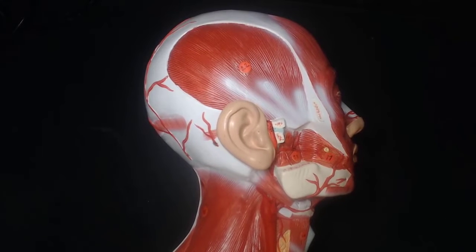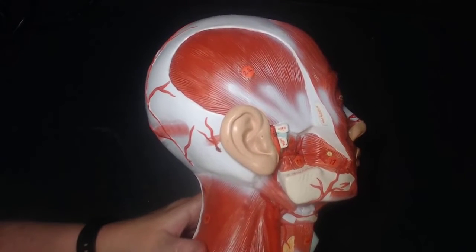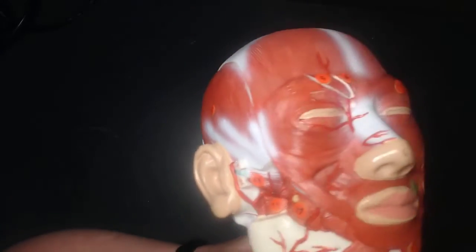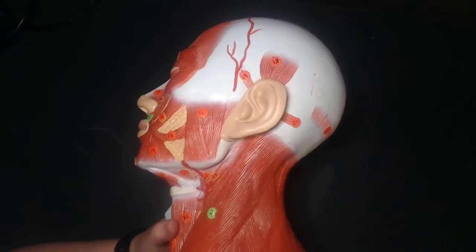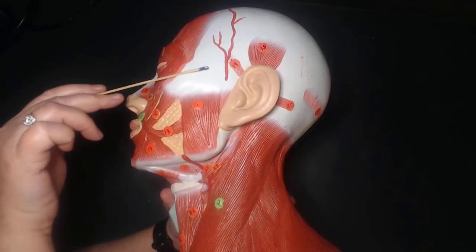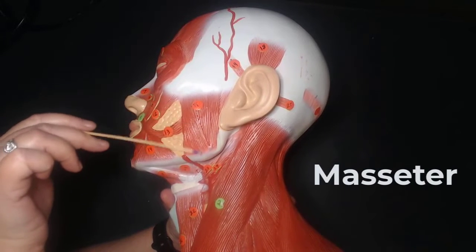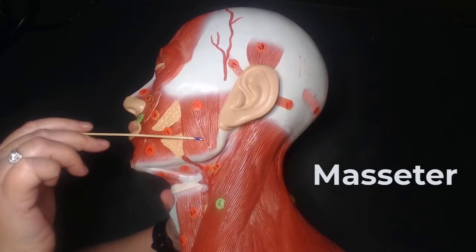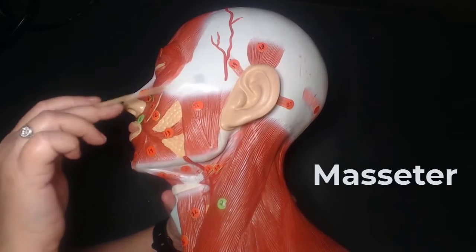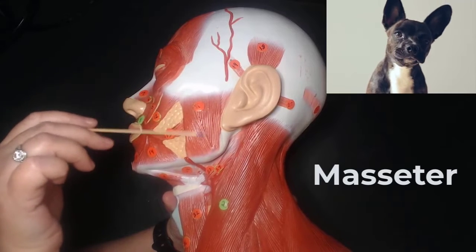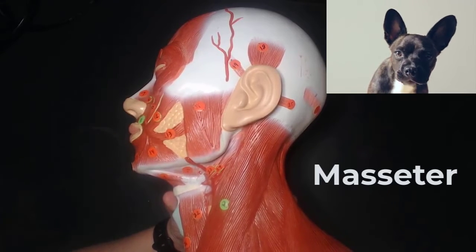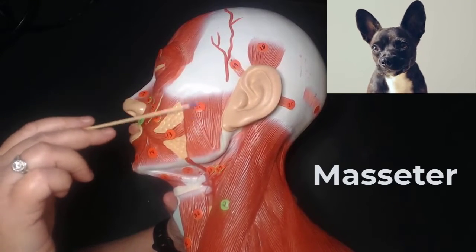The second and final muscle of mastication is a little bit more intuitive, and it's only seen on the superficial side, so I'm going to change this over here. So right here is the masseter muscle. This is a little bit more obvious because it lies right over the jaw, and it functions to close the jaw. All right, so the masseter.